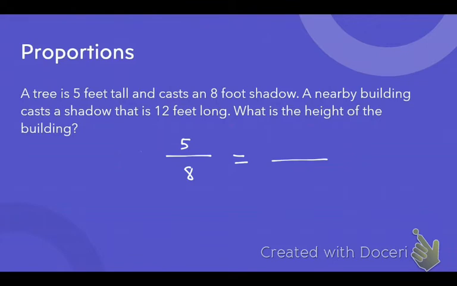So 5 is the height of the tree, and it cast an 8-foot shadow. When you read the next sentence, that helps you figure out where to put the 12. A nearby building cast a shadow that is 12 feet long. So where does shadow go, top or bottom? It goes on the bottom.